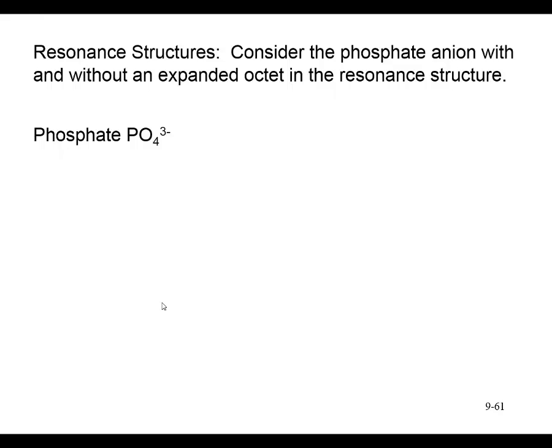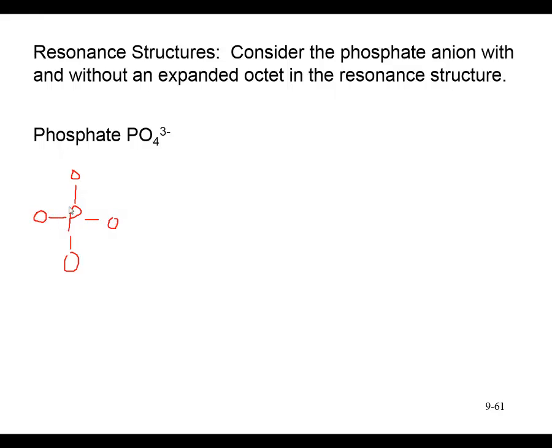Okay, so I want to look at just one last resonance structure with the phosphate ion. Now, if I'm looking at the phosphate ion, we're going to consider a case where it's following the octet rule, but then we'll consider, well, what would happen if it starts breaking the octet rule? So first of all, if we have phosphorus bonded to 4 oxygens, we'd have to have just single bonds to all of the oxygens in the resonance structure.